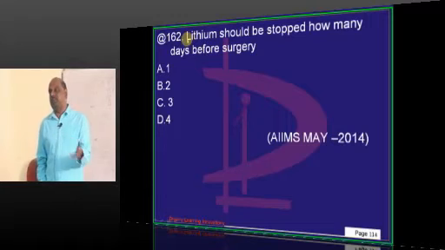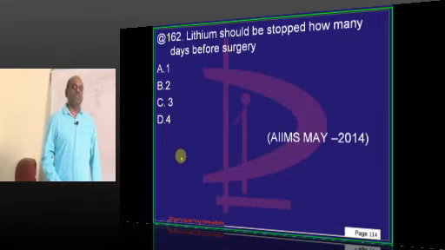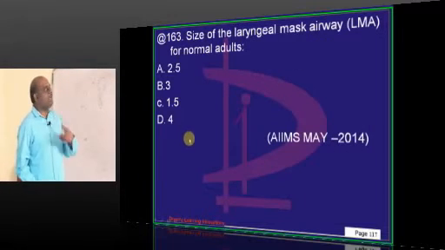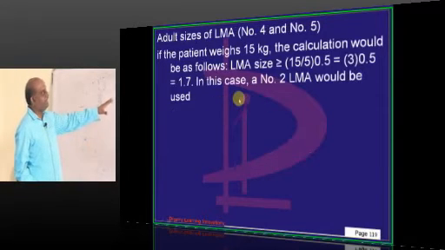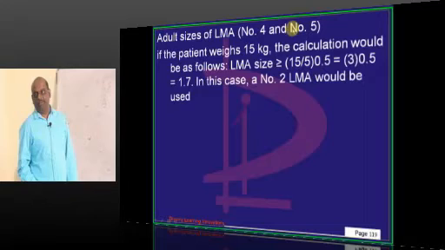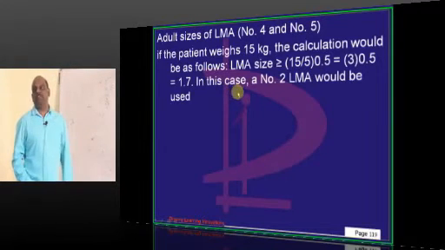So which drugs to be stopped, which should not be stopped at the time of the D-day of surgery, you must be quite sure about. Laryngeal mask airway for a normal adult will generally be of size 4 or 5. Number 4, number 5.